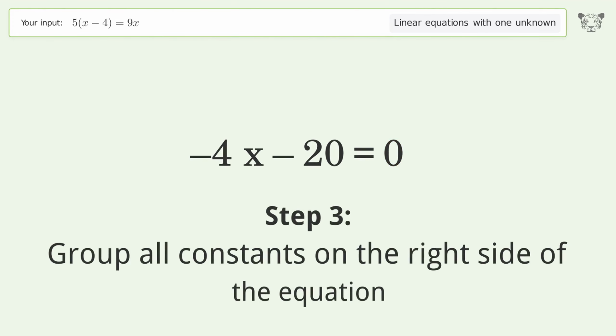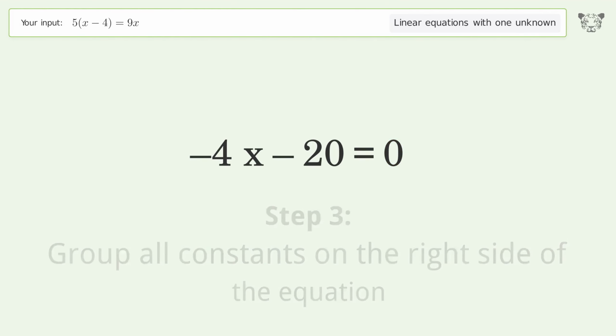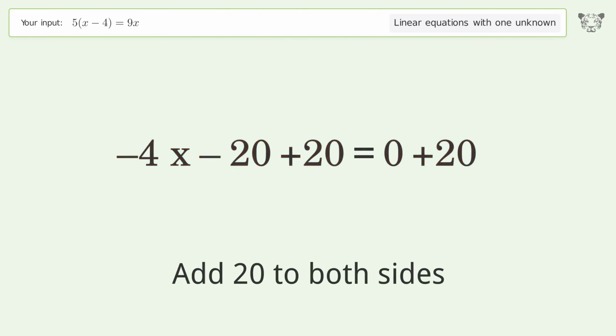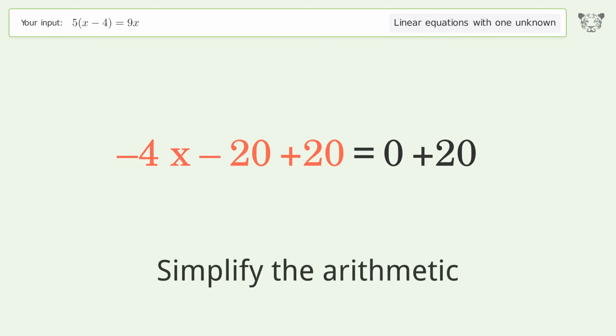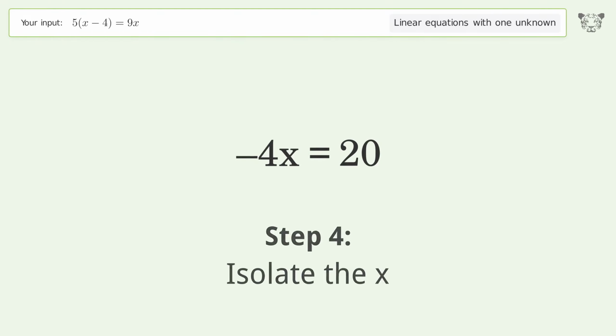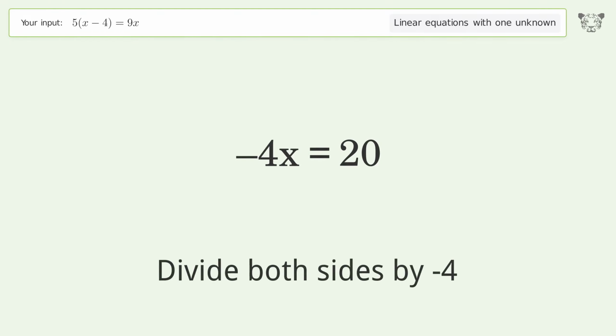Group all constants on the right side of the equation. Add 20 to both sides. Simplify the arithmetic. Isolate the x. Divide both sides by -4.